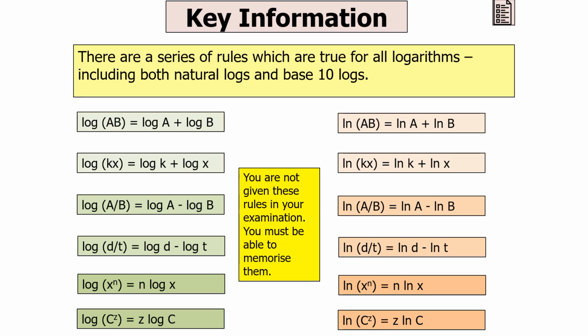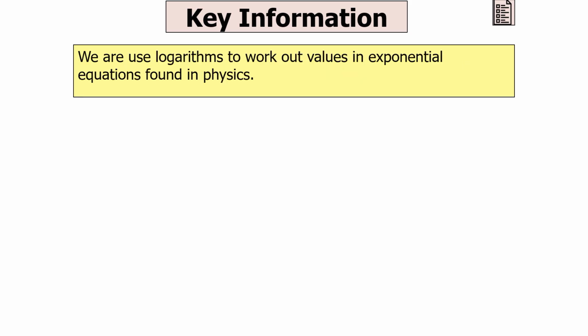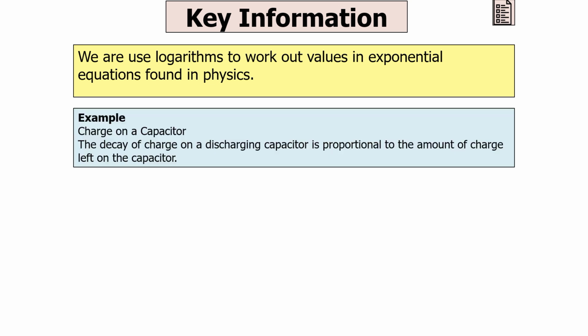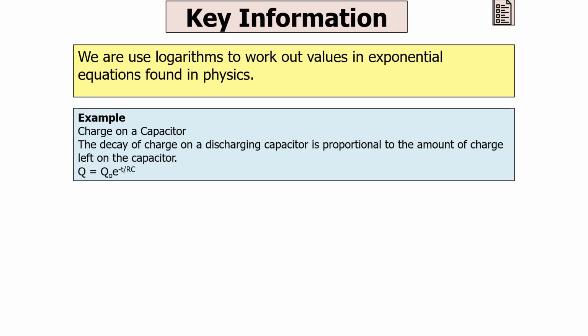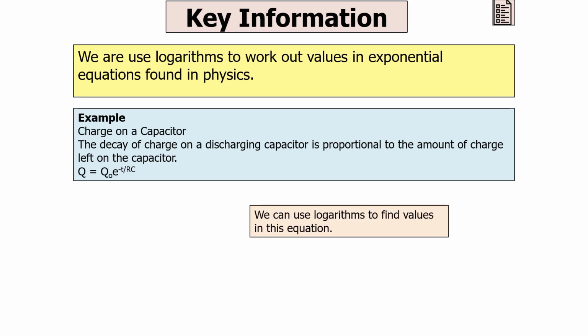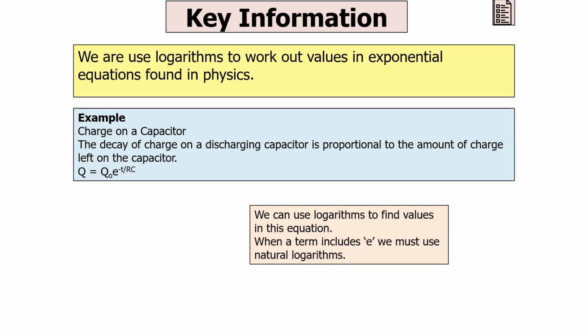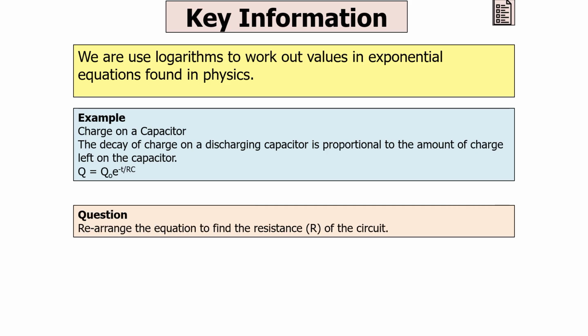So we use logarithms to work out values in exponential equations found in physics. So for example, the charge on a capacitor. The decay of charge on a discharging capacitor is proportional to the amount of charge left on the capacitor, which we know from previous work is Q equals Q0 e to the power minus t over RC. So we can use logarithms to find values in this equation, as it uses an exponential term. Because it's using that e term, we've got to use the natural logarithm. So the question might ask you to rearrange the equation to find resistance R of the circuit.